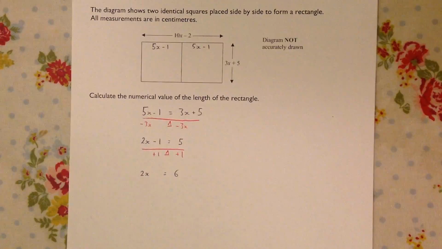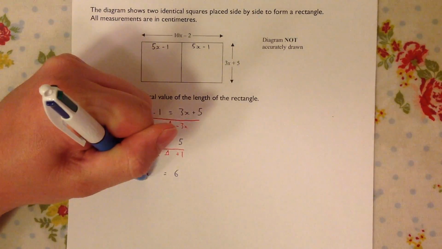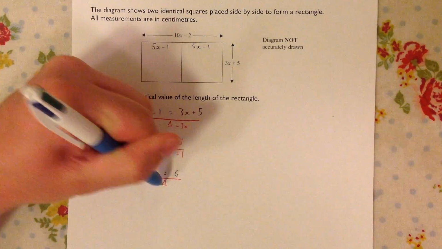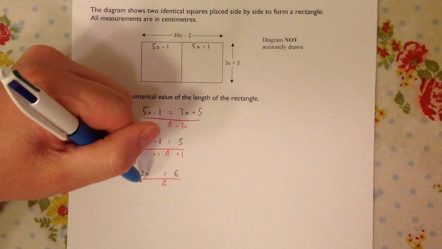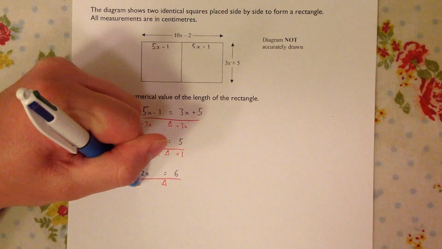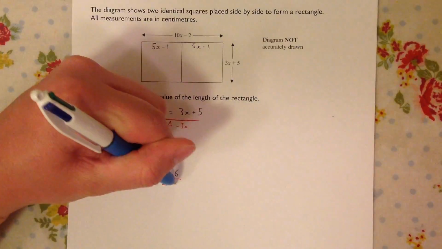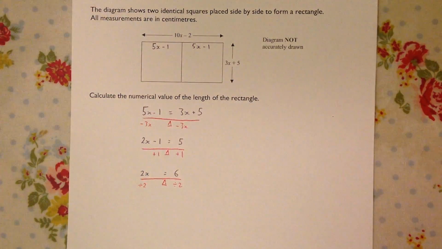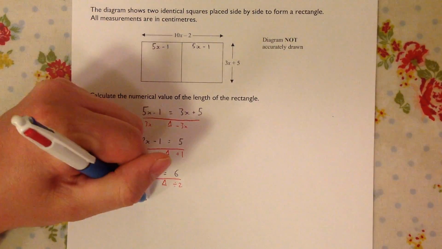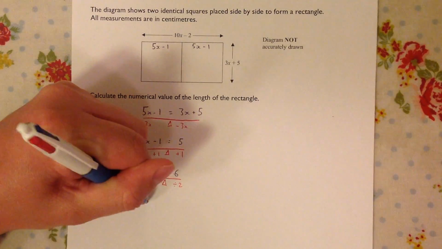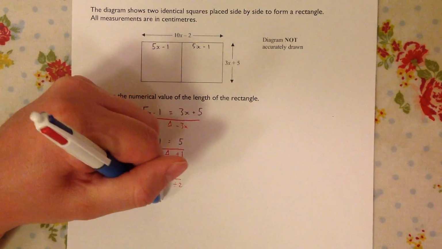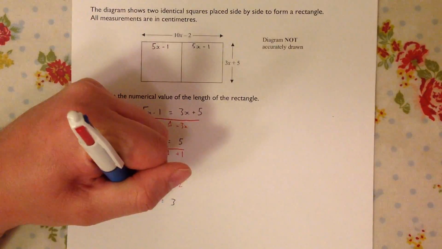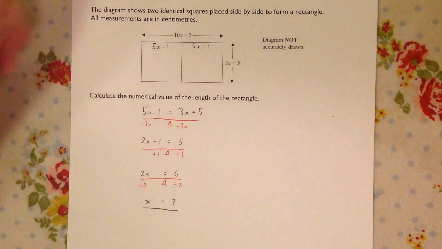And you're probably already looking at that and you know the solution, but let's finish it off properly. If 2 lots of x equals 6, but I only want to know what 1 lot is, I'm going to have to get rid of this times by 2. So I'm going to divide by 2, again, both sides. And therefore 2x divided by 2 is x, and 6 divided by 2 is 3. So I now have the value of x.